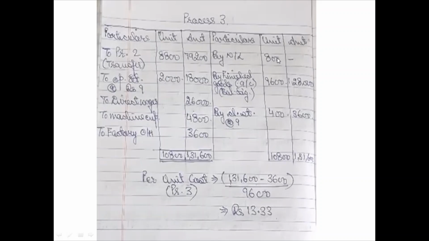How much was the normal loss? As we have seen, 800 units with no value. And how much is the closing stock? Again valued at rupee 9. Why? Because they are still lying in the process and no processing has been done on these units under process 3. So closing stock valued at rupee 9. 4 nines are 3,600. Okay.